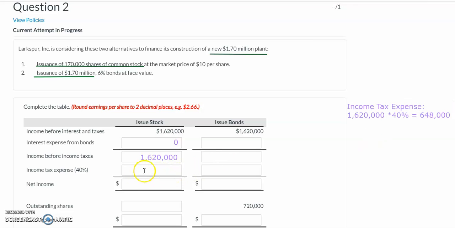So this is going to be our income tax expense that we need to subtract in order to arrive at the net income. So we're going to subtract out our income tax expense in order to arrive at our net income, which will be 972,000. So that will be our net income when we are going to issue stock.